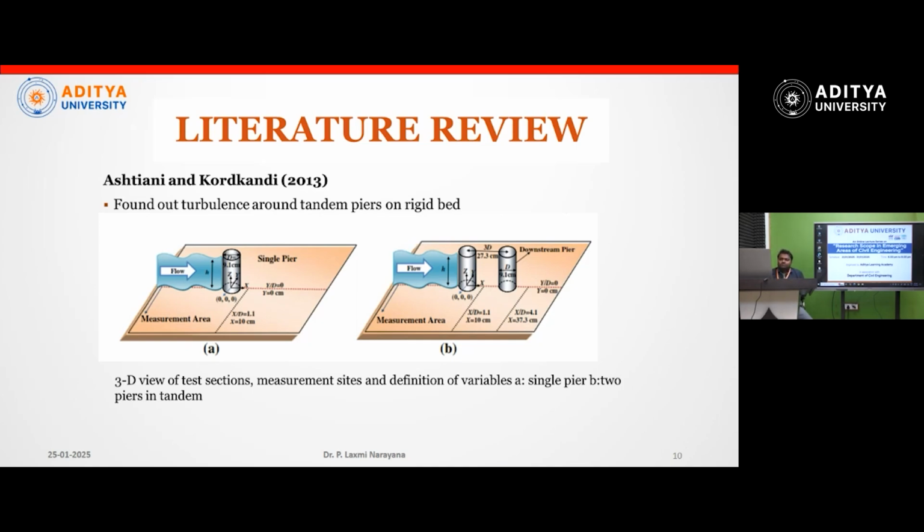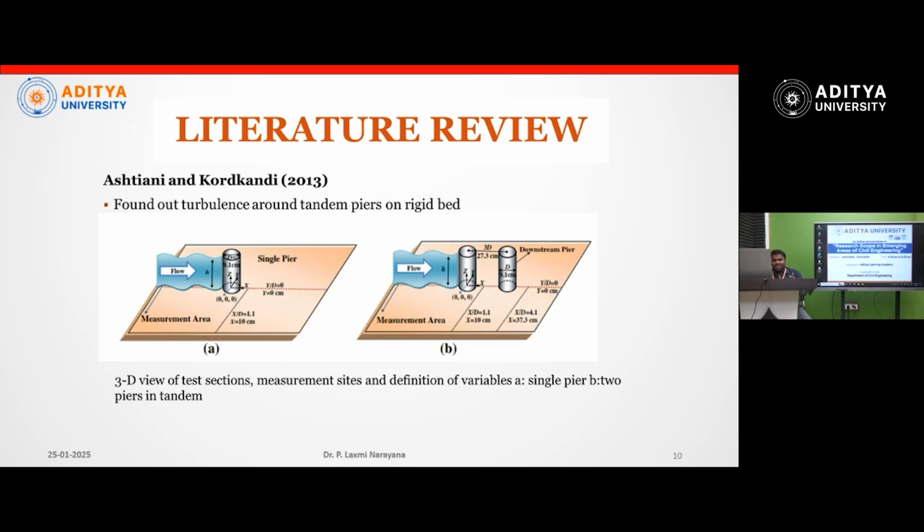In the tandem case, they observed that for the downstream pier, 50% of the local scour was reduced because of the sheltering effect of the upstream pier. That is what they explained in the literature. Of course, not only experimentation, they did so many numerical simulations and many parameters have been computed.